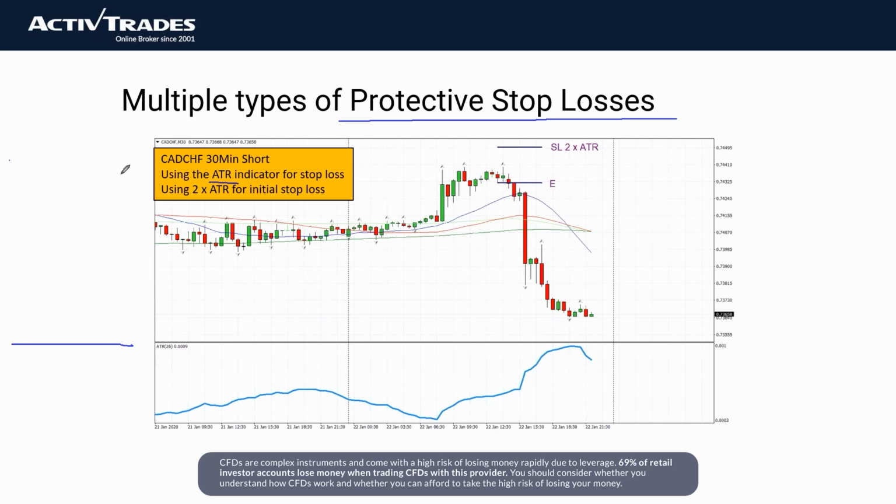In this particular case, this was an intraday trade, on the Canadian dollar against the Swiss franc on the 30-minute chart, and we were looking to be short. What we were able to do is use the ATR indicator for the stop loss. We used 2 times the ATR for the initial stop loss. The indicator printed it there, and it was 9 pips. So 2 times the ATR would mean that our stop loss is, in this case, 18 pips away from our initial entry. So it's twice ATR.